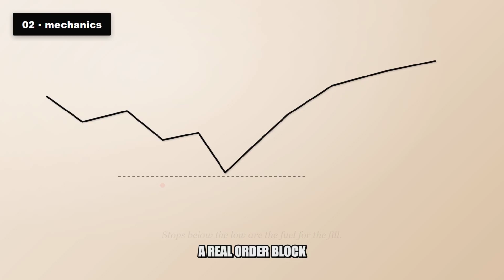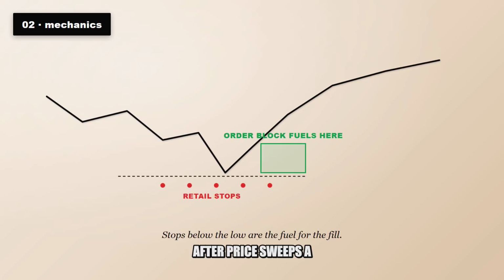Second, liquidity underneath. A real order block almost always forms right after price sweeps a low. It runs the stops below an obvious swing point. That sweep is how the institution got the volume to fill. So underneath a good bullish order block, you'll see a liquidity grab. No sweep, no fuel, weaker block.